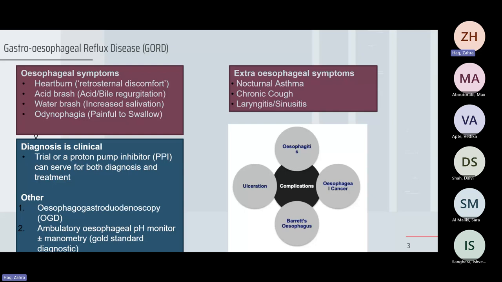So the diagnosis is, as I said, mainly clinical. Patients are given a trial of a PPI, and this serves both as diagnosis and treatment. If the symptoms do continue, we do an OGD, but the actual gold standard is esophageal pH monitoring and also manometry, but manometry is primarily also used in achalasia as well. Patients can also have extra-esophageal symptoms. This can be nocturnal asthma, a chronic cough, laryngitis, and sinusitis. This is primarily because of the acid irritating the larynx and also causing coughing at nighttime.